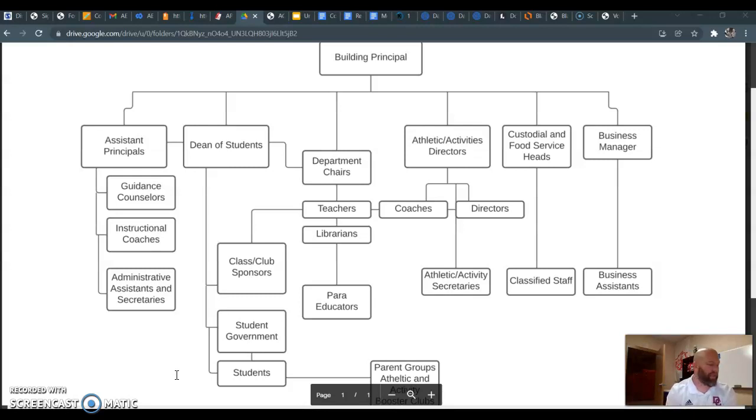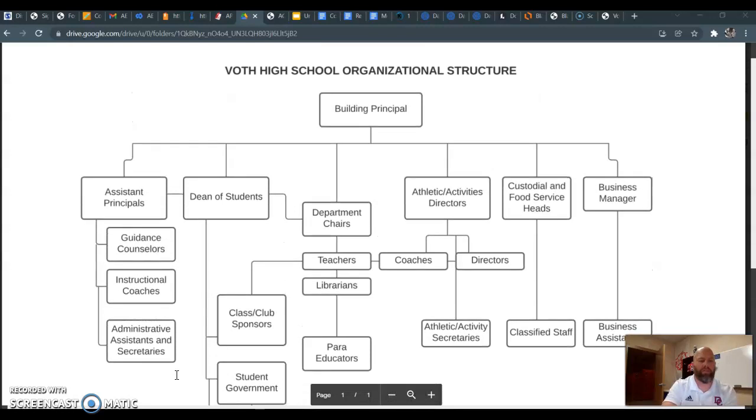I hope this helps people understand what I did and the thought process behind my flowchart. Thank you.